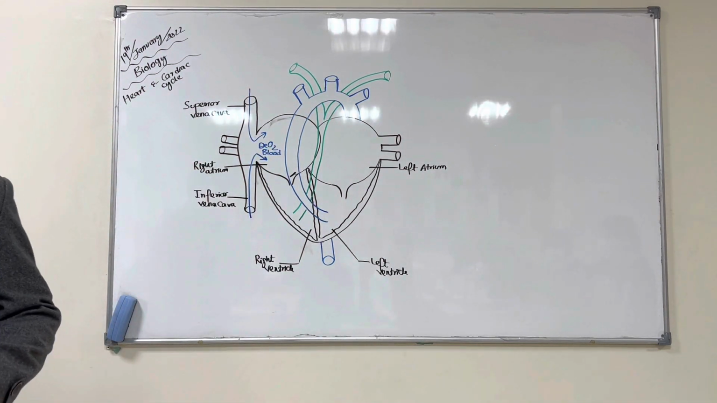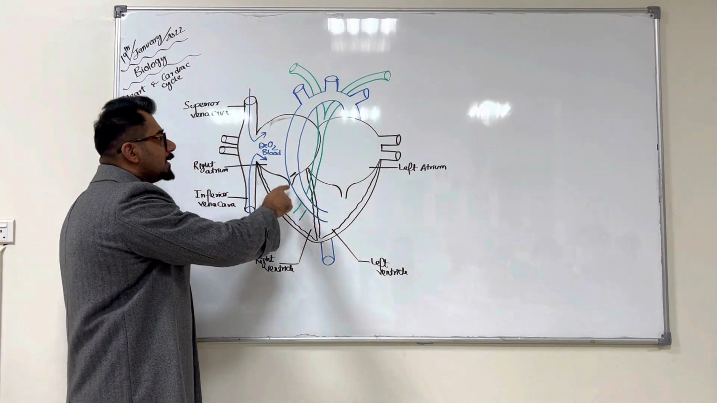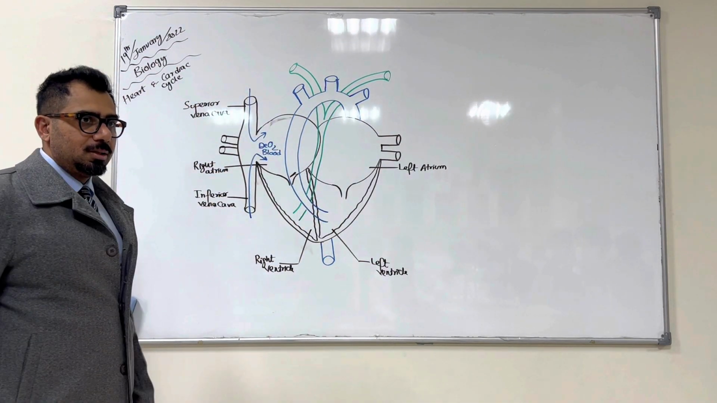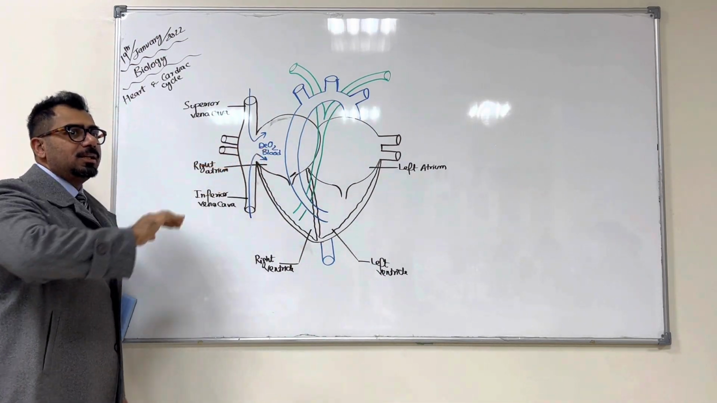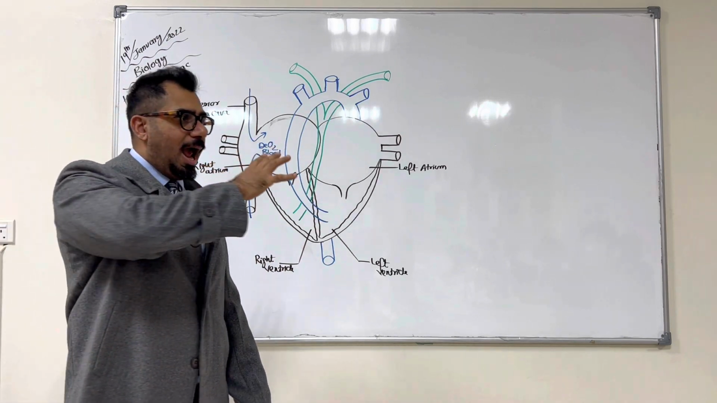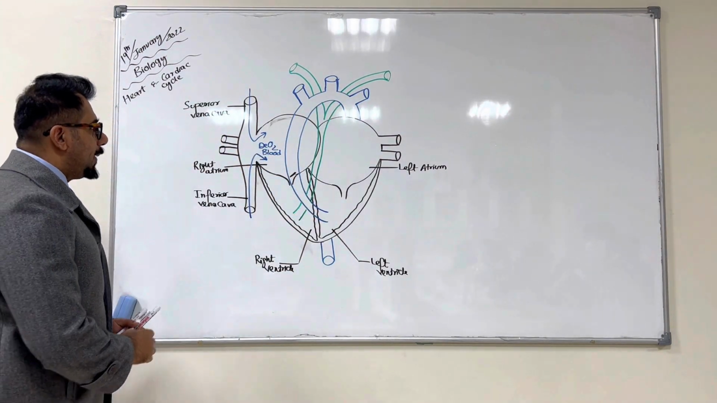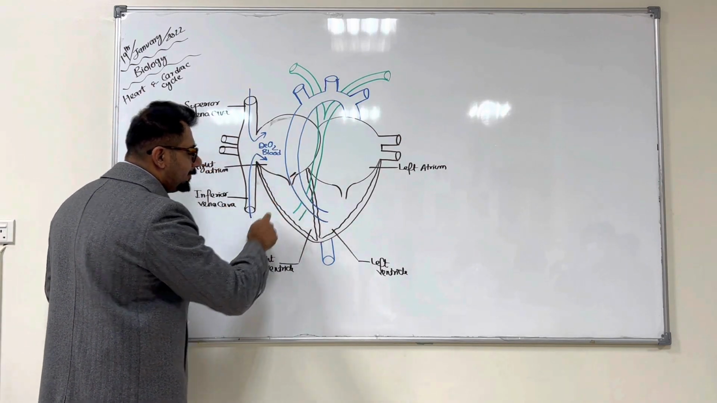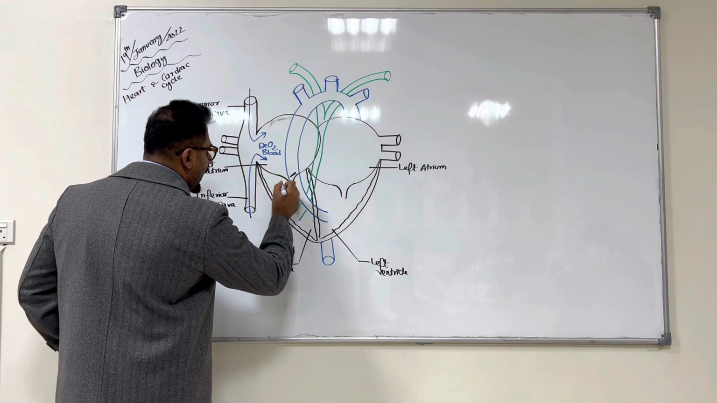Now, how blood comes over here, that I will explain in the cardiac cycle, inshallah. Right now, we are only discussing the circulation. The cardiac cycle we'll discuss after the circulation and the structure of the heart. Then what happens is that the blood passes through this valve. Now, this valve is called the tricuspid valve.